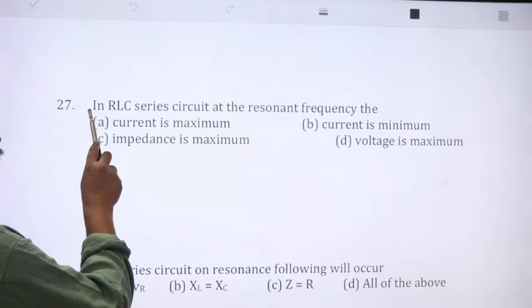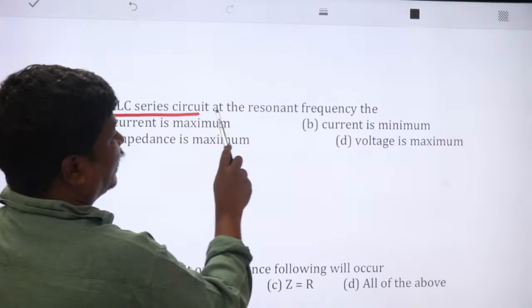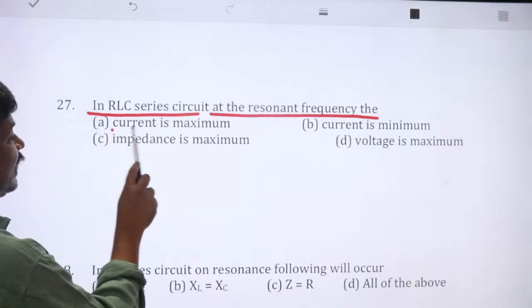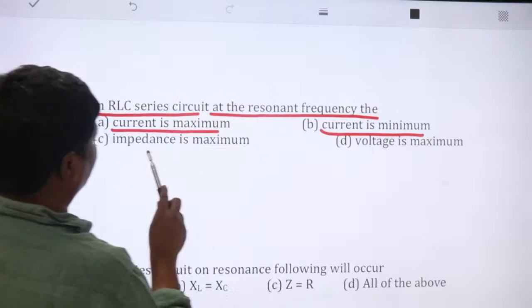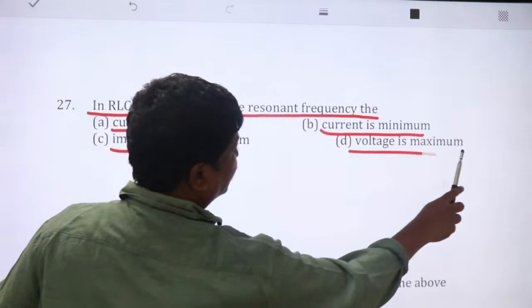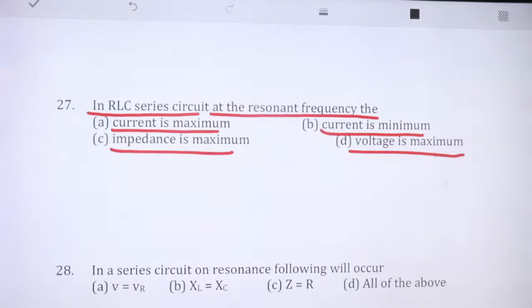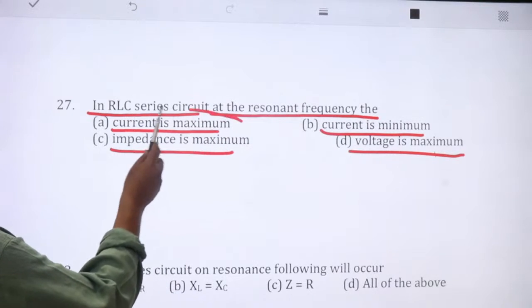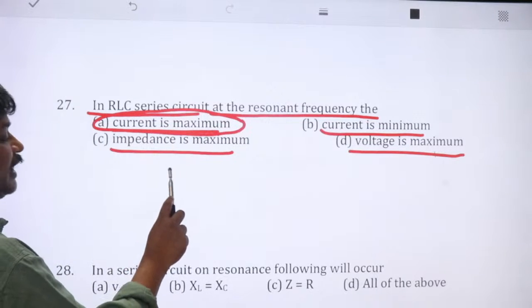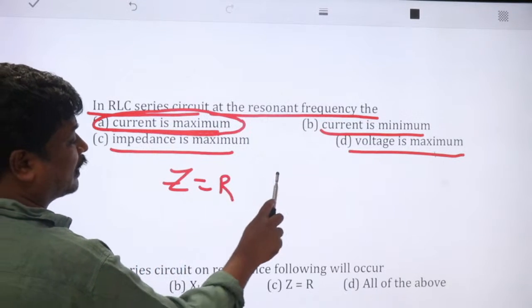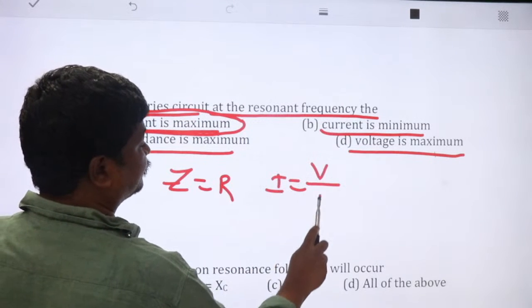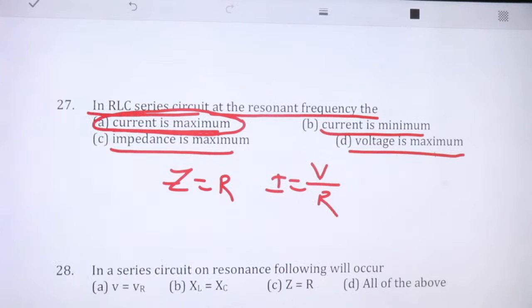Right. In an RLC series circuit, at the resonance frequency, the current is maximum, current is minimum, impedance is maximum, voltage is maximum. What is the right answer? We know very well the current is maximum because Z is equal to R, current I is equal to V by R. Maximum current. Next.